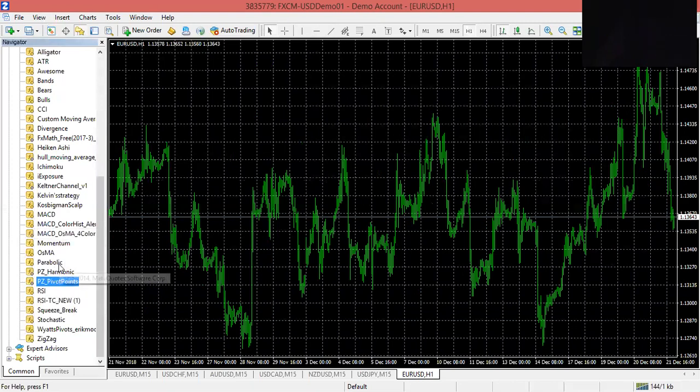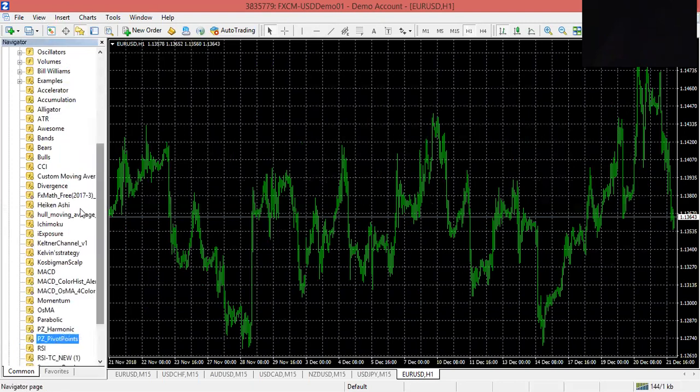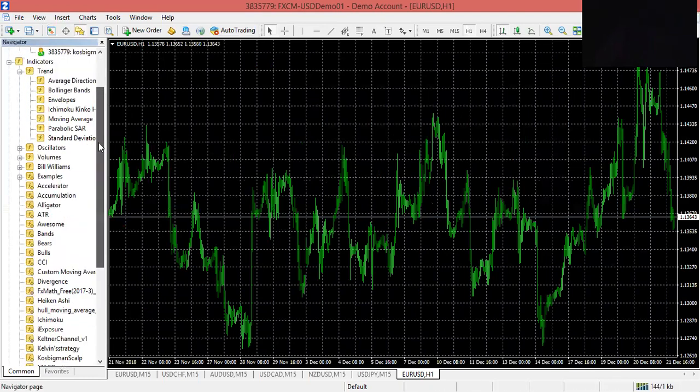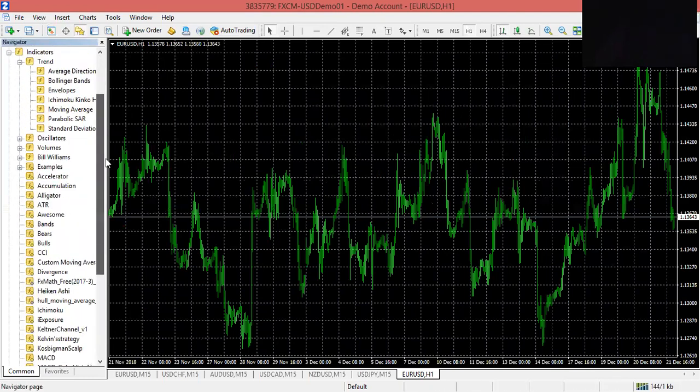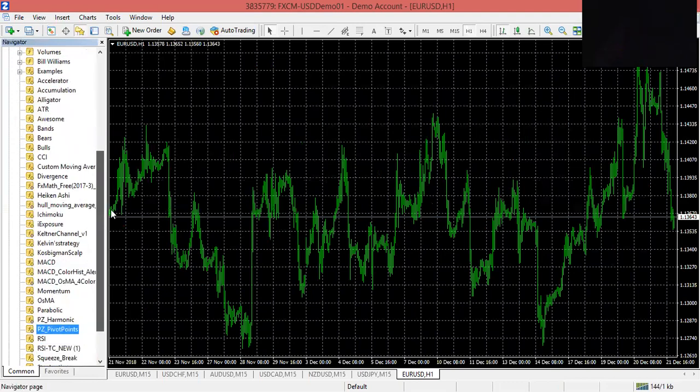You see things like squeeze break. I installed those ones too. You can see FX Mat free and Heikin Ashi. I installed all these myself. I actually got them free online and installed them.